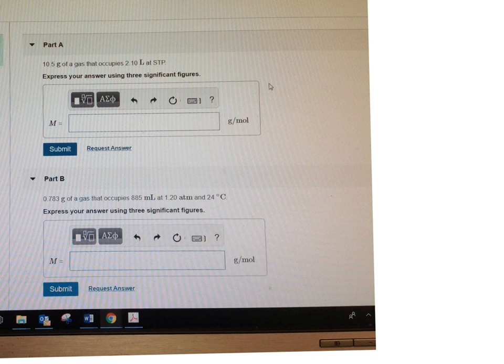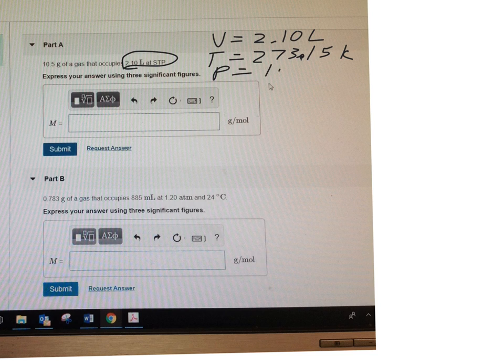All right, we need something that relates our mass of our gas to a given number of moles. Well, we have that with our volume and our temperature and our pressure of 1 atm. So we've got PV = nRT.